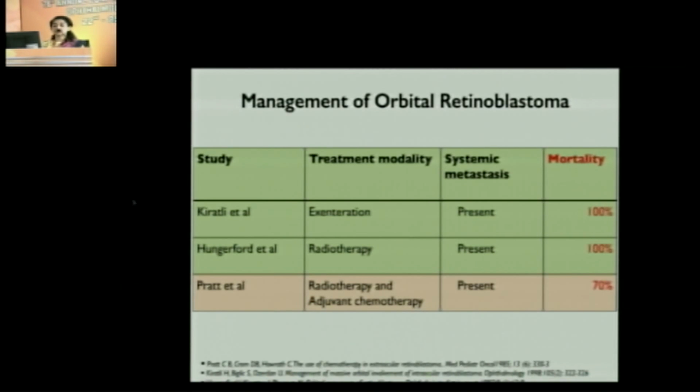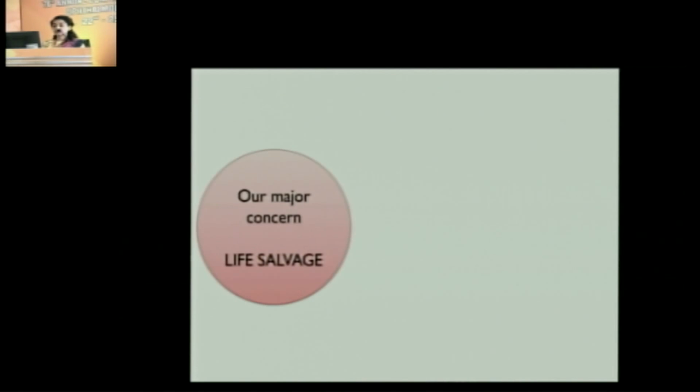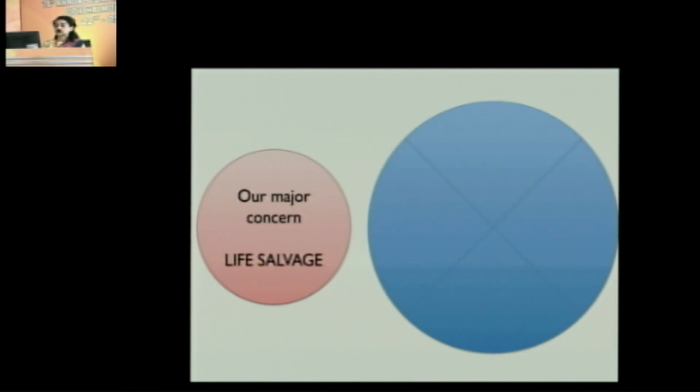As you can see here, Kiratli et al. conventionally did an exenteration alone, and the mortality was accounted to be 100% in these patients. Radiotherapy alone again has a mortality rate of 100%. With a combination of radiation and adjuvant chemotherapy by Pratt et al., the mortality was 70%. 30% of children survived. So our major concern was life salvage in these children.